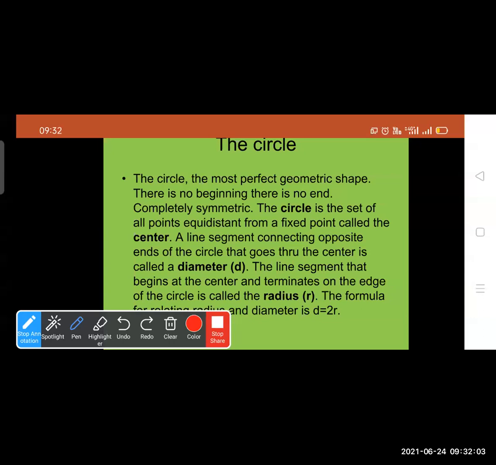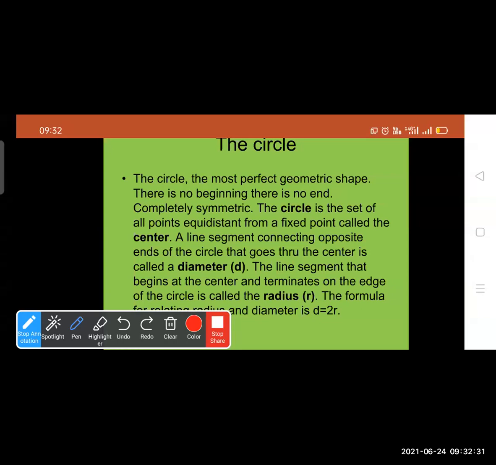Then next one is the line segment. A line segment connecting opposite ends of the circle that goes through the center is called a diameter. Means when we draw a line segment which joins the two ends of a circle and that is passing through the center, that is called a diameter. And when the line segment touches opposite ends of a circle but does not pass through the center, that is called a chord.